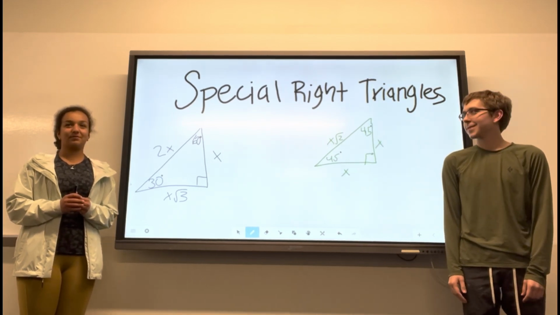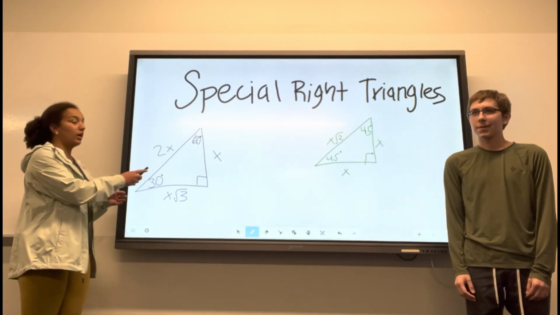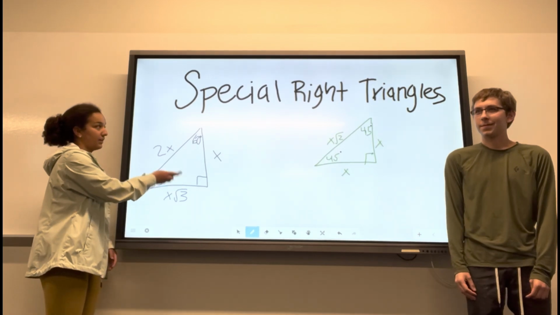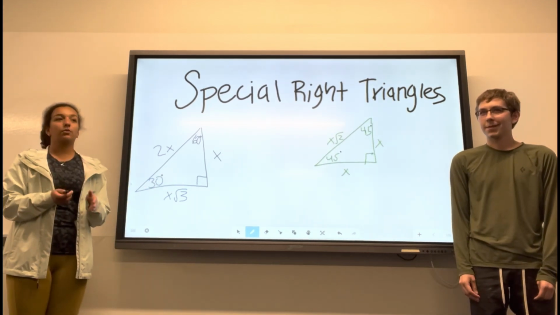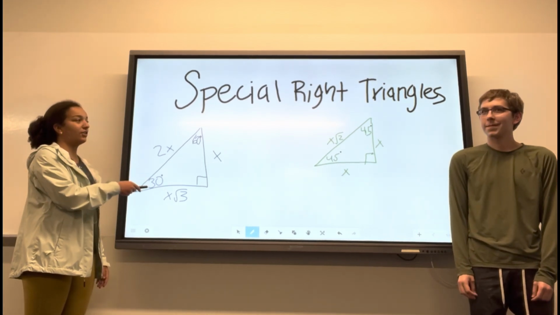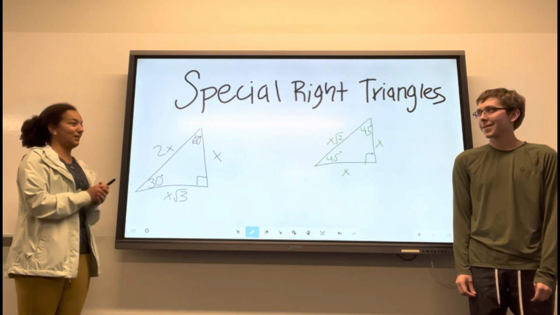Salma, why don't you tell us what a right triangle is? A right triangle is a triangle that has one right angle, which is represented by this square right here. To go into even more depth, we have two special right triangles, the 30-60-90 triangle and the 45-45-90 triangle. Would you actually explain them more?